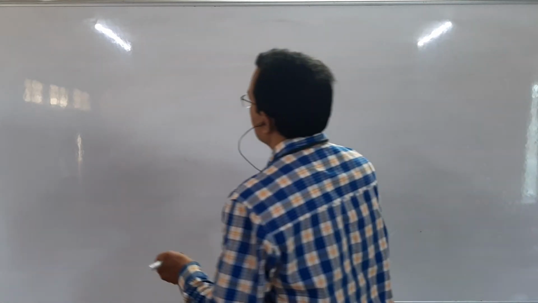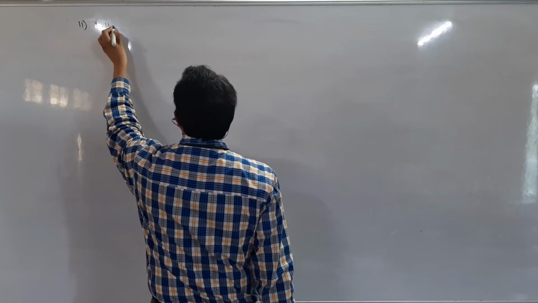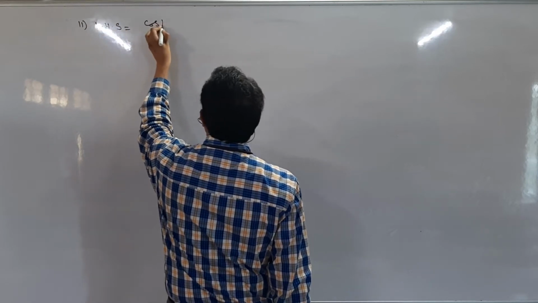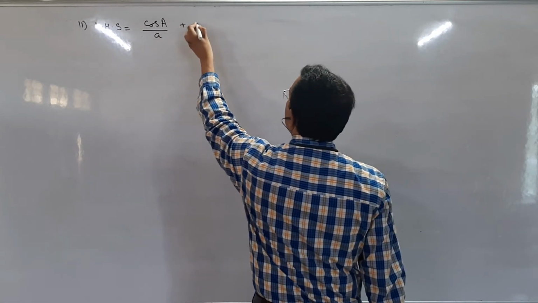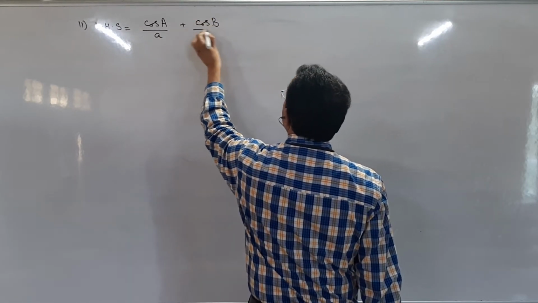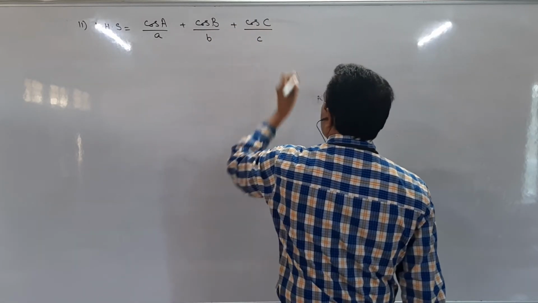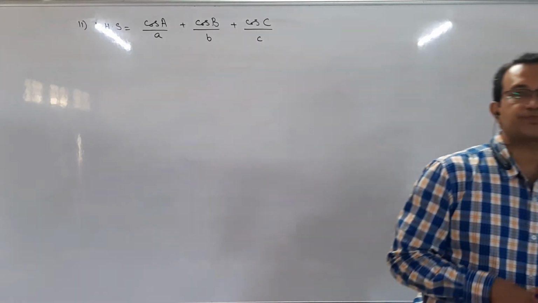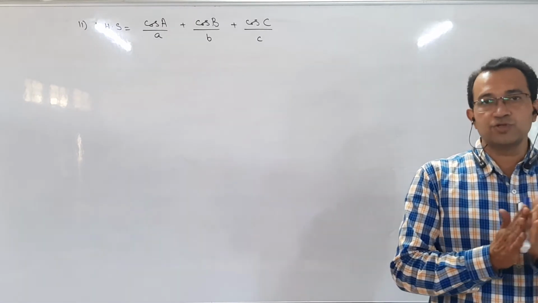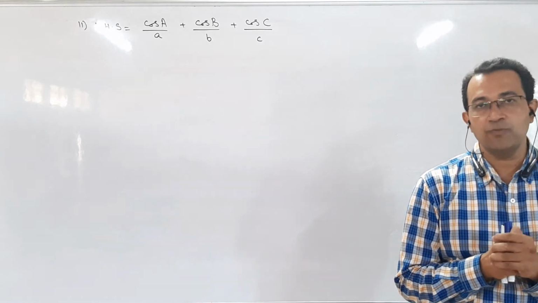Cos A by small a. Sum number 11: LHS is equal to cos A by small a plus cos B by small b plus cos C by small c. Let us do this sum, students. All of you pay attention now.